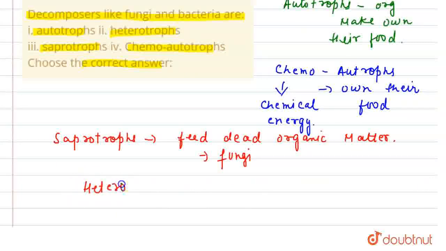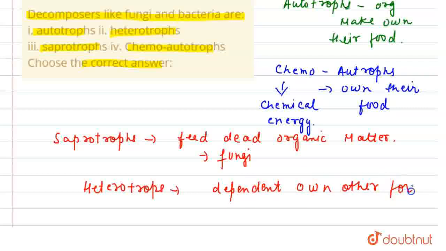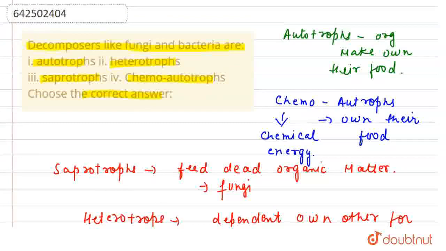Right. Now the next is the heterotrophs. Now what are the heterotrophs? That means they are dependent on others. So the organisms which are dependent on others to get their nutrients, that means for food, are known as the heterotrophs. Right. Now in the example we have to tell whether fungi and bacteria are.